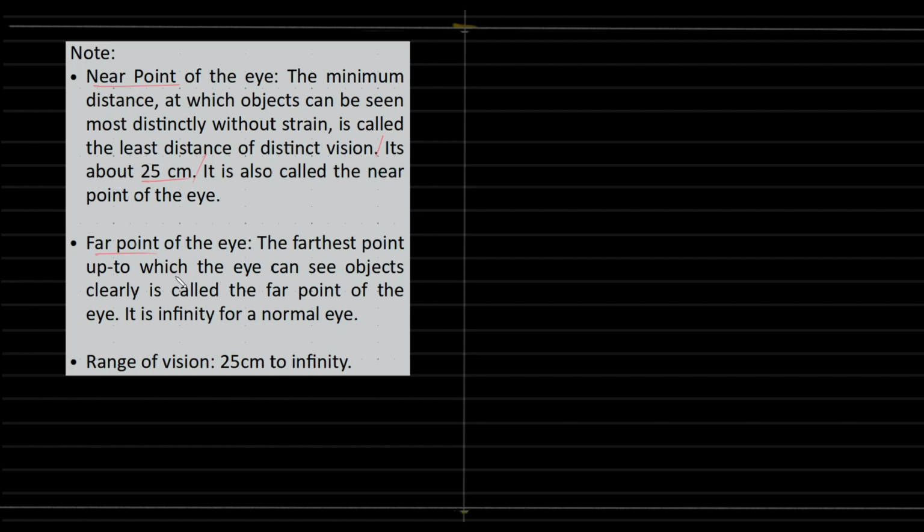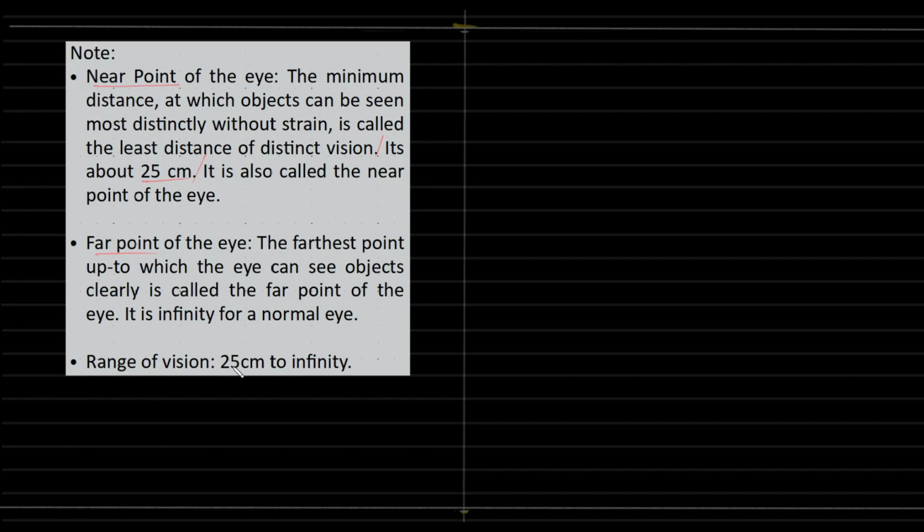Whereas the far point is the farthest that we can see. The farthest point up to which the eye can see objects clearly is called the far point of the eye, and it is infinity for a normal eye. Okay, for a normal eye, it can see that. So people with glasses, our far point is reduced, including me.